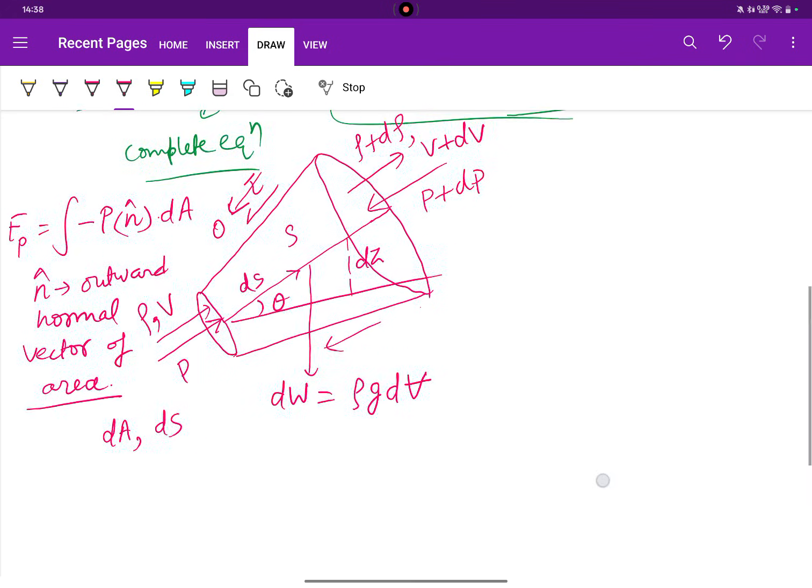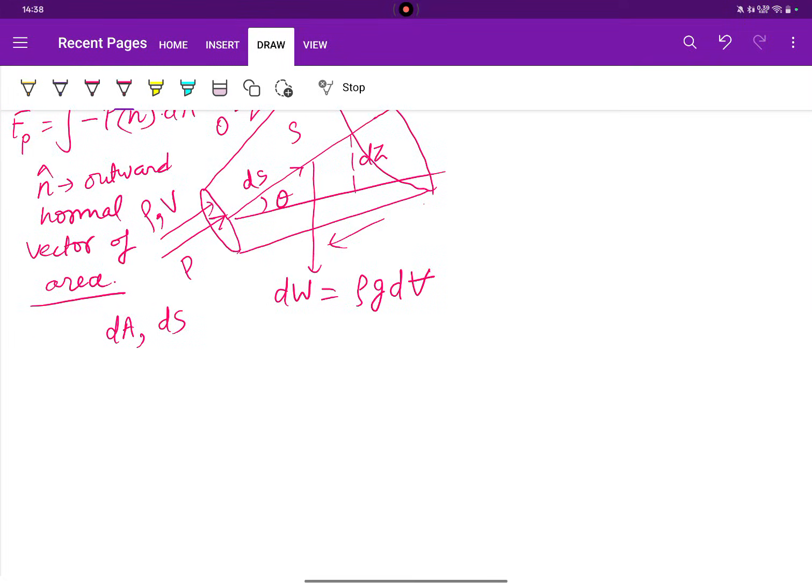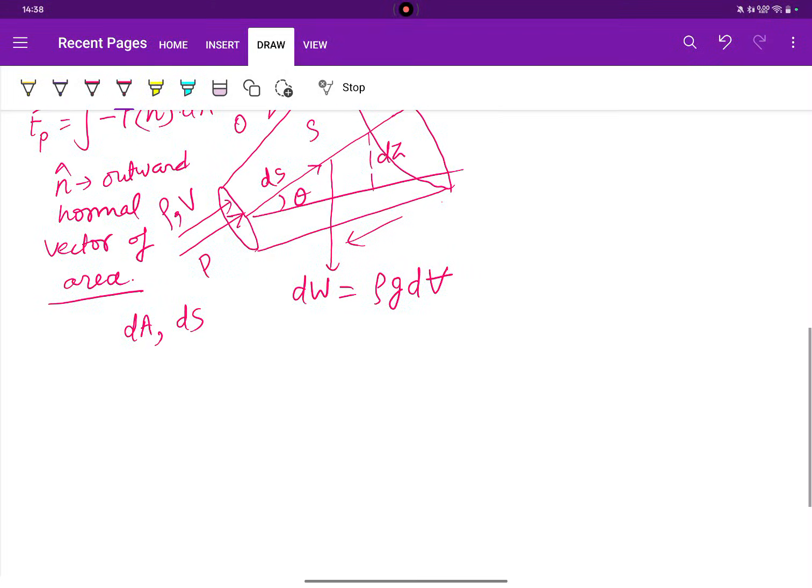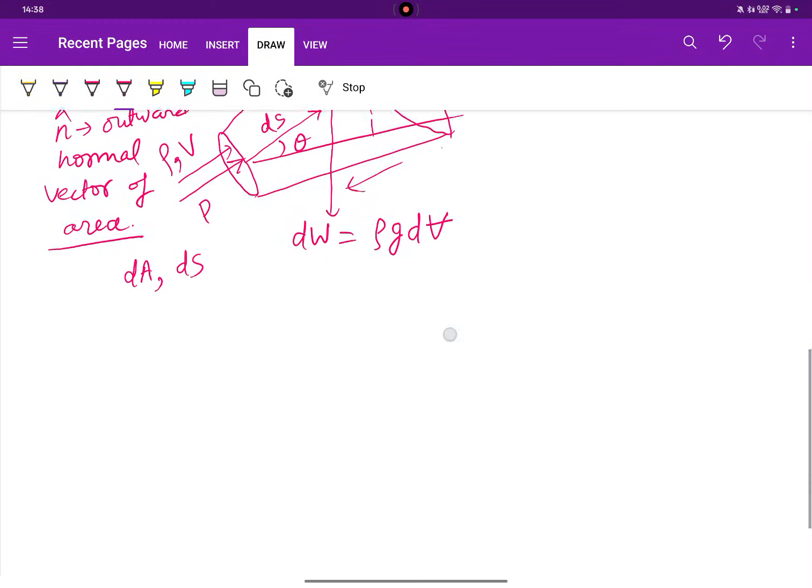What else can I do from here? Maybe we can simplify this, or maybe later. Let the force thing come, I'll come again and do that. Okay, so let's see.